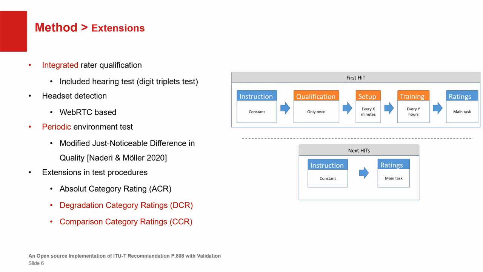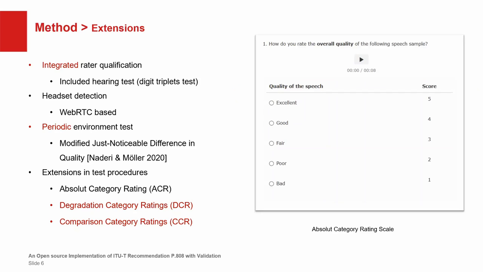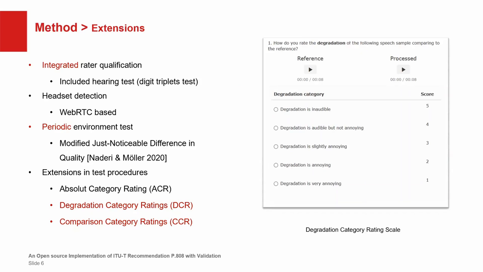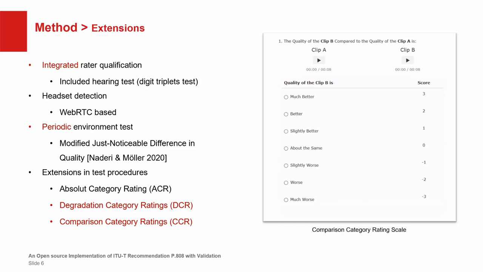In the ITU-T recommendation P.808, only the absolute category rating procedure is specified. In our toolkit, we also added the degradation category rating and the comparison category rating test procedures, based on the description given in the ITU-T recommendation P.800.